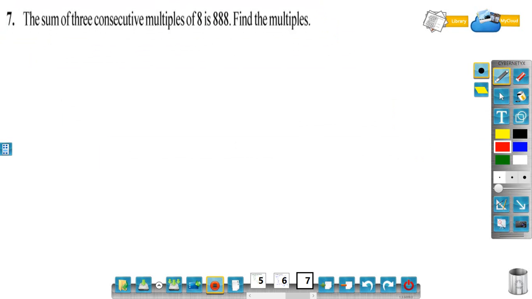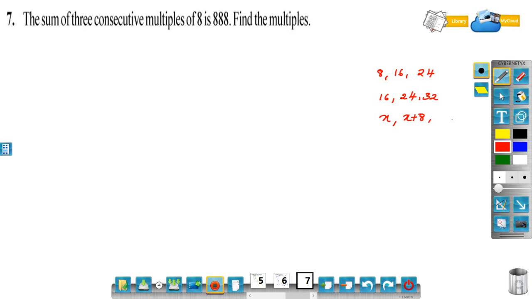Consecutive multiples of 8. What are the consecutive multiples of 8? We have to take continuous multiples of 8. 8, 16, 24. If I take 16 as first multiple, then 16, 24, 32 are the three consecutive multiples. If I take x as the first multiple, then next multiple will be how much more? Now 24 is how much more than 16? 8 more than 16. So if I take x, the next multiple will be x plus 8.